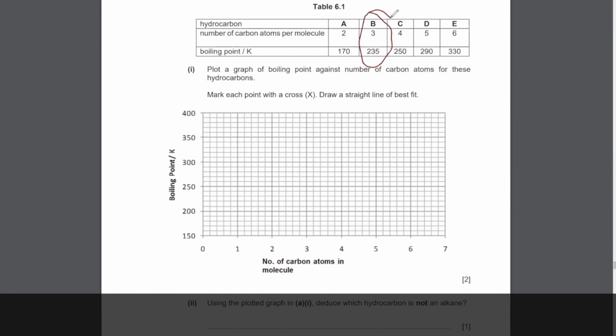Okay, then they say give the chemical name of the hydrocarbon in part 2. That means hydrocarbon B. Because hydrocarbon B has 3 carbon and it's not an alkane, it must be an alkene. So then it becomes propene. That is what this question is saying.